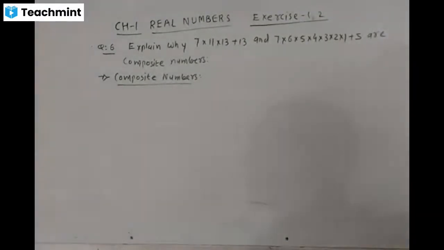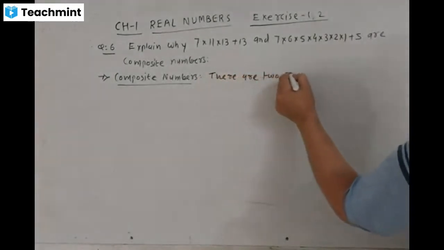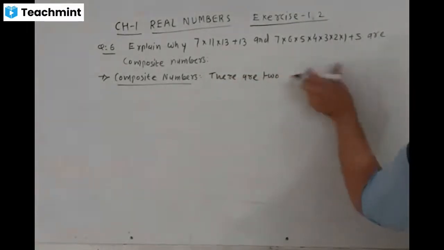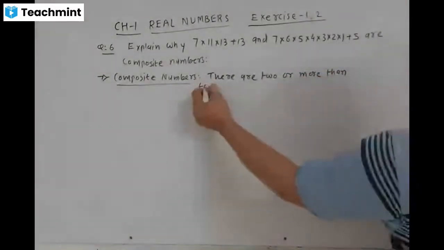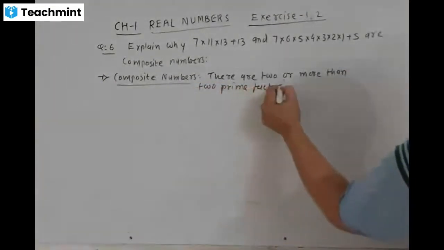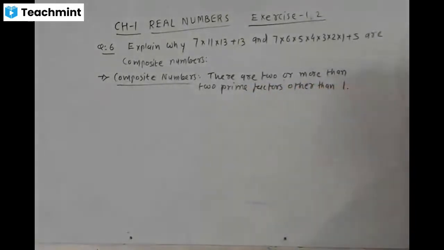A number is composite if it has two or more than two prime factors other than one. There are two or more than two prime factors other than one, it is called a composite number. Using this definition we will prove that the number is composite.